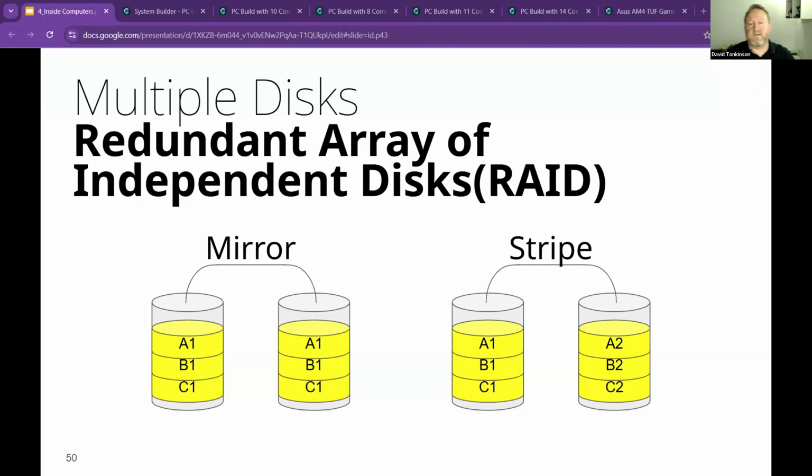Striping is where you write across the disks. So you've got two disks and you'll write one set of data to one disk and another set of data to the other disk, essentially striping across it. The benefit of that is you're writing twice as fast because you're writing to two disks rather than one disk.